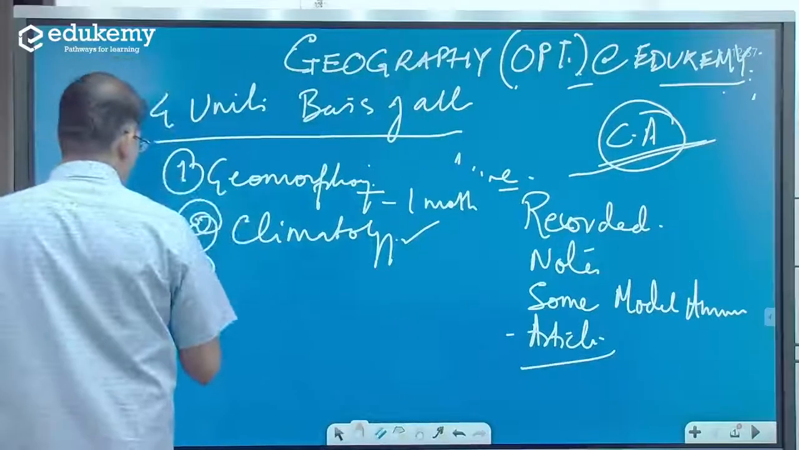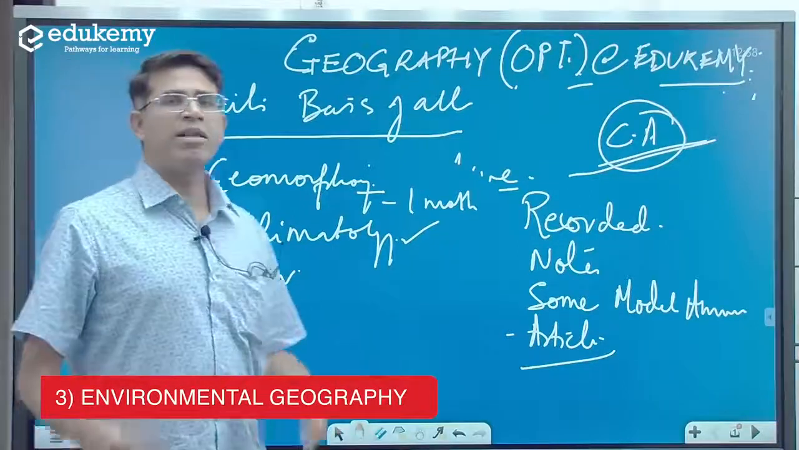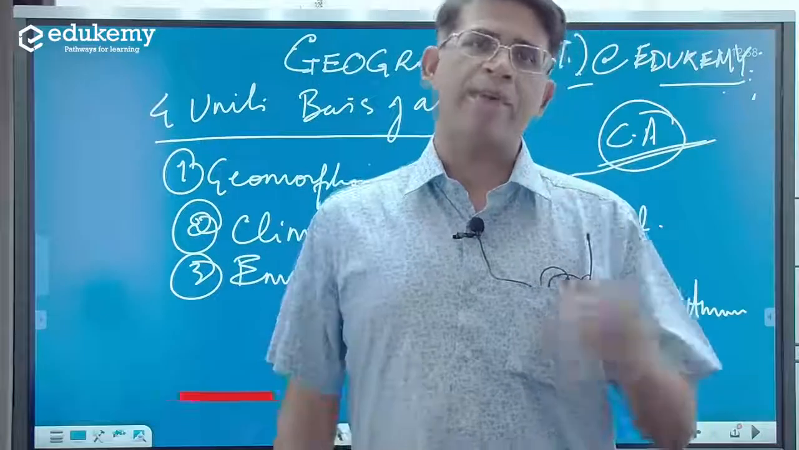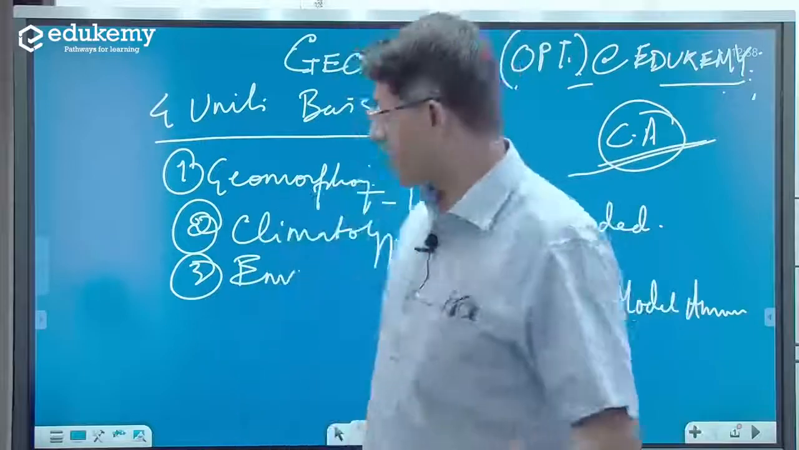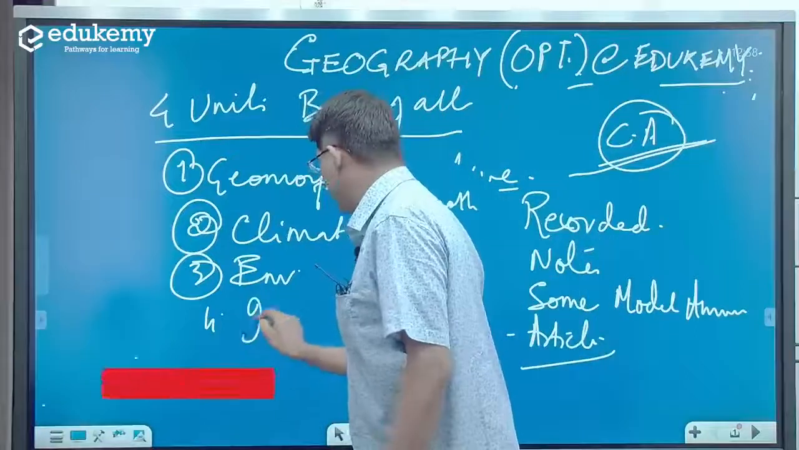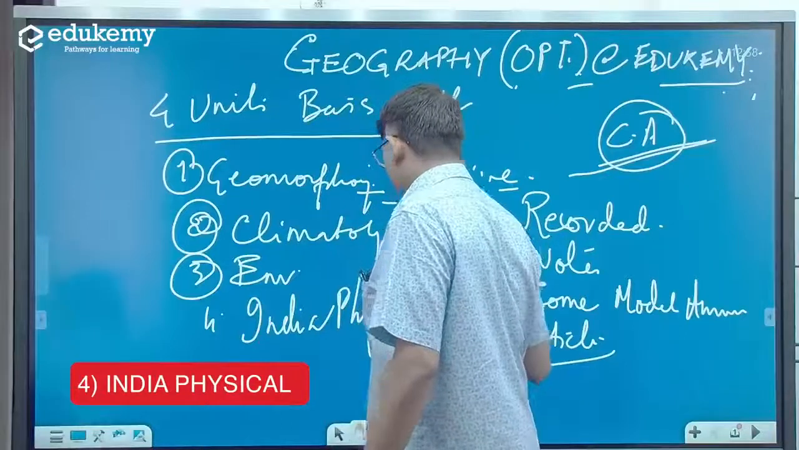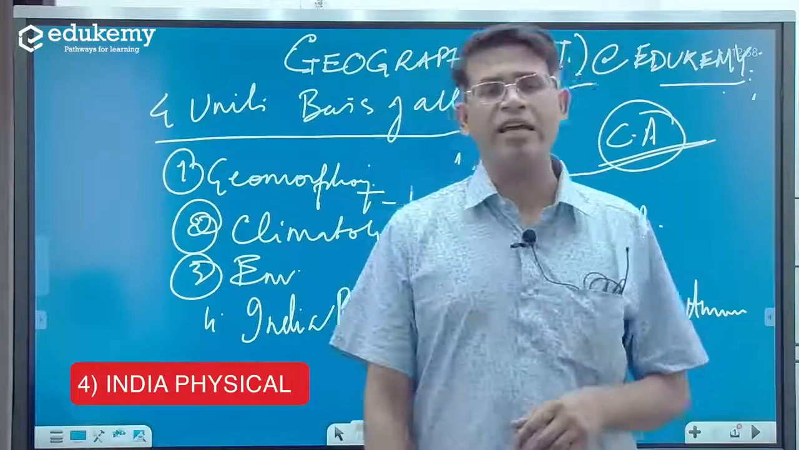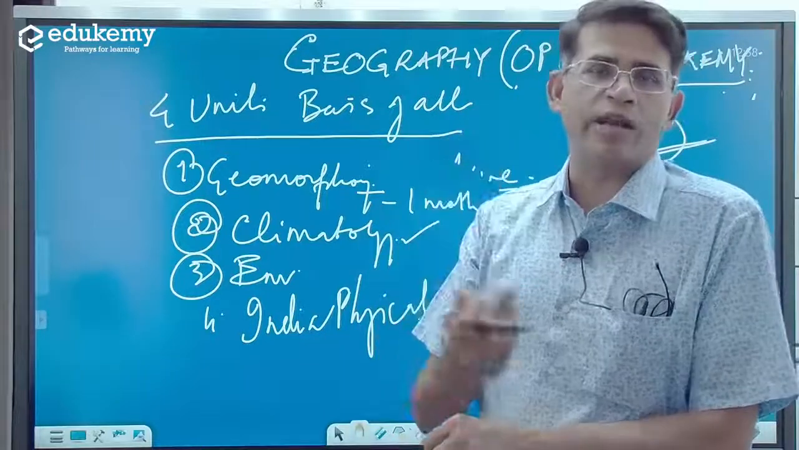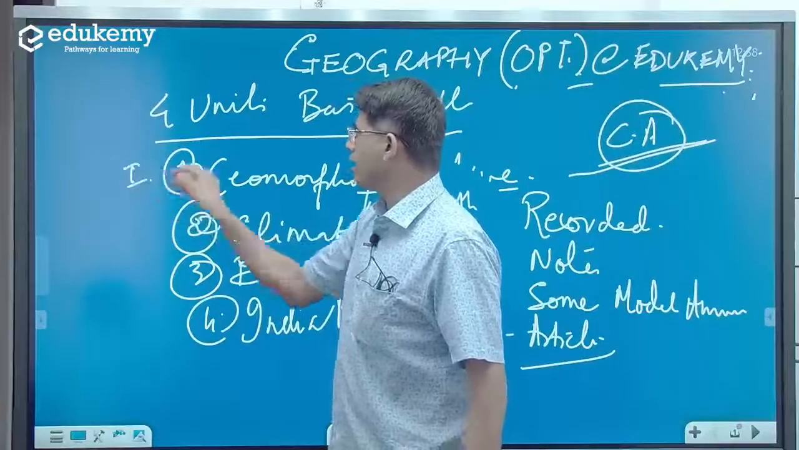The third very important basic topic is environment. In fact, if you ask me to summarize the essence of geography, I would say the essence of geography is about studying man in the environment that he lives. So environment. And the fourth very basic topic for geography is India physical. Where you understand the physiographic diversity of India, the climate of India, the monsoons of India, the soils of India.